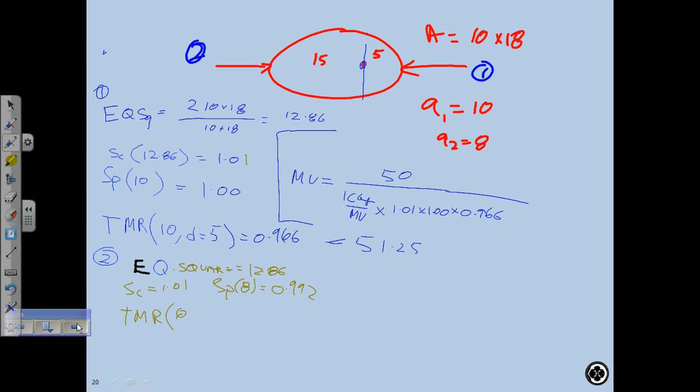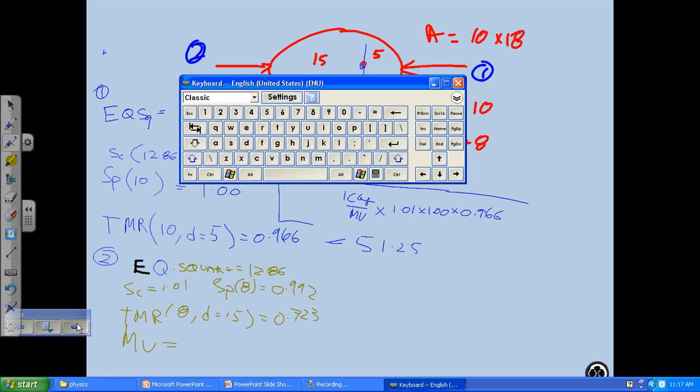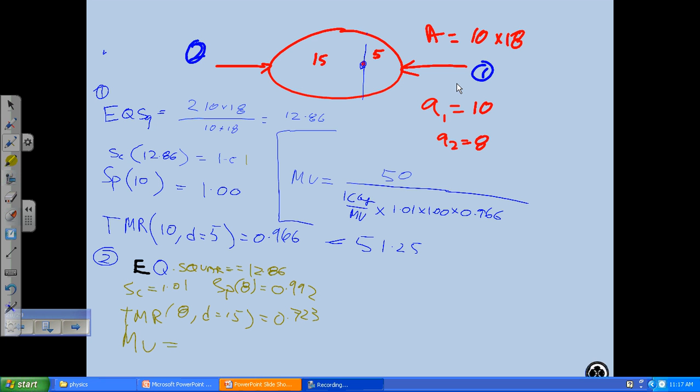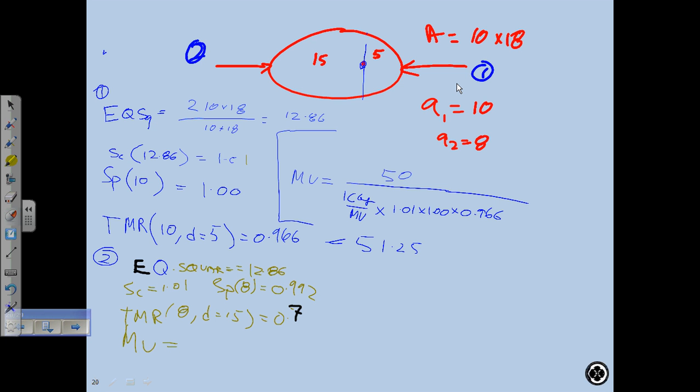0.982. TMR? 8 by 8 at depth 15. Field size 8 by 8, depth 15. 0.723. Okay. I have 0.713. Did you do the 10 by 10 or the 8 by 8? 8 by 8 is 0.713. Okay, 0.713 or 0.711?